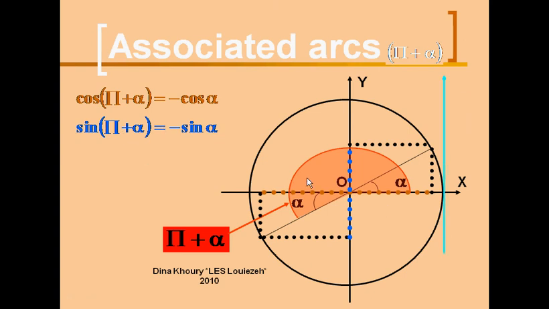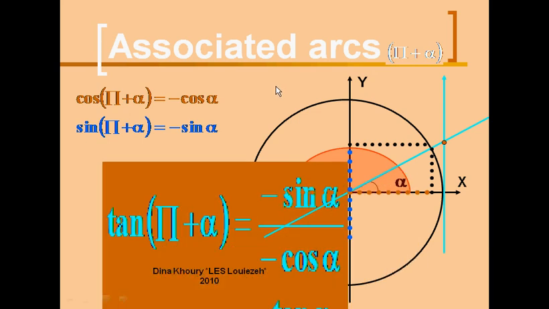Now we draw the tangent of the trigonometric circle, and we elongate the side of angle alpha. It will intersect this tangent at this point. If we also elongate the side of angle pi plus alpha, it is going to intersect the tangent at the same point. So this segment here represents tangent alpha, and it also represents tangent pi plus alpha.